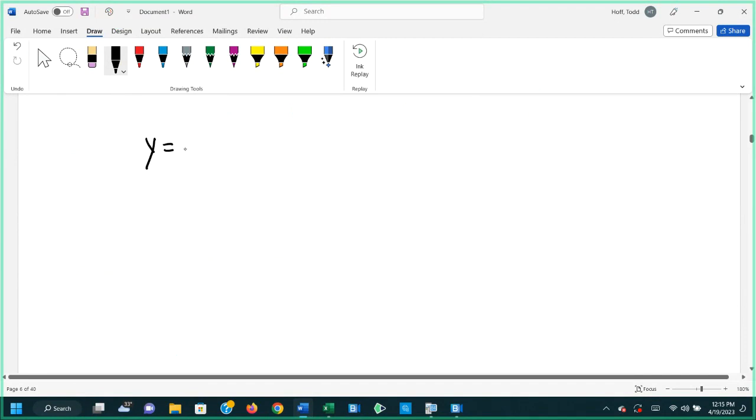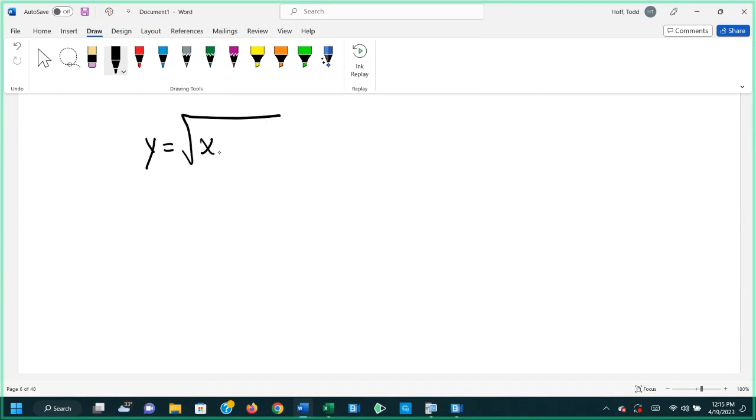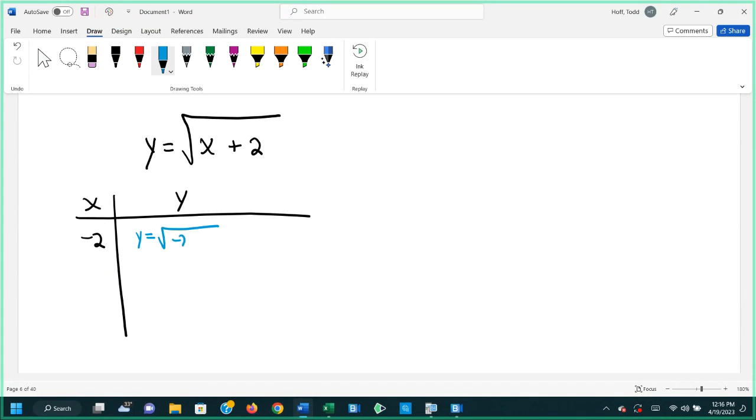y equals the square root of x plus 2. If we were to start doing our table here, values of x to calculate y, well, if x is negative 2, y is the square root of negative 2 plus 2. Negative 2 plus 2 is 0. Square root of that is 0. That's fine. If x is 0, well, y equals the square root of 0 plus 2. Well, that's the square root of 2, or 1.414. That's fine. Where we would get in trouble is if we went smaller.